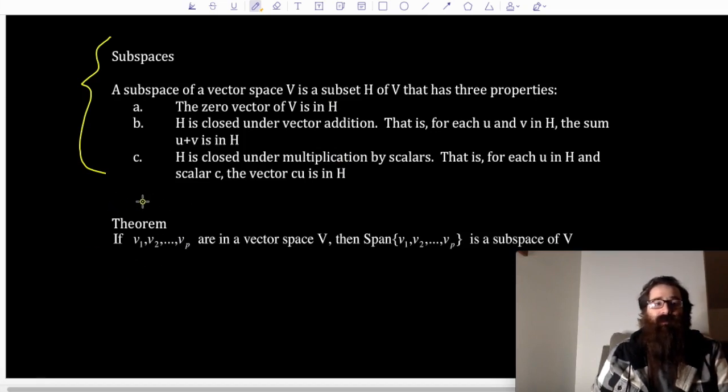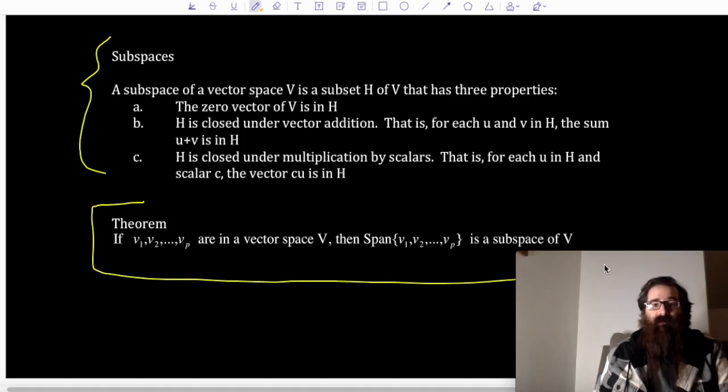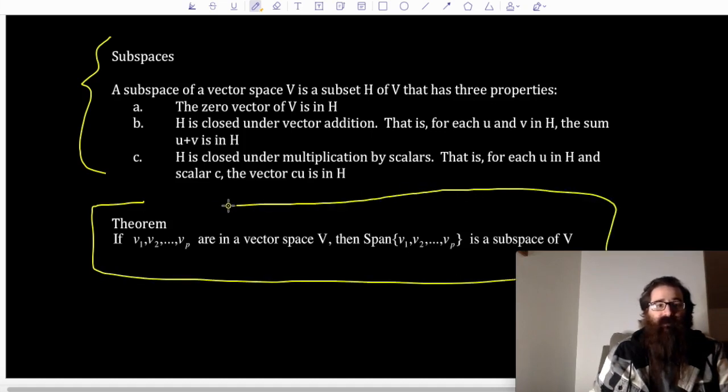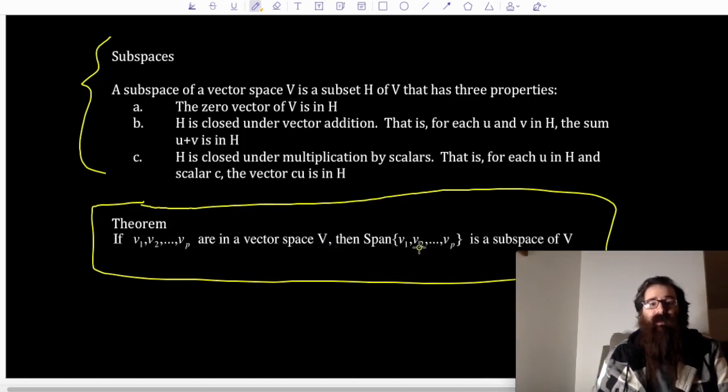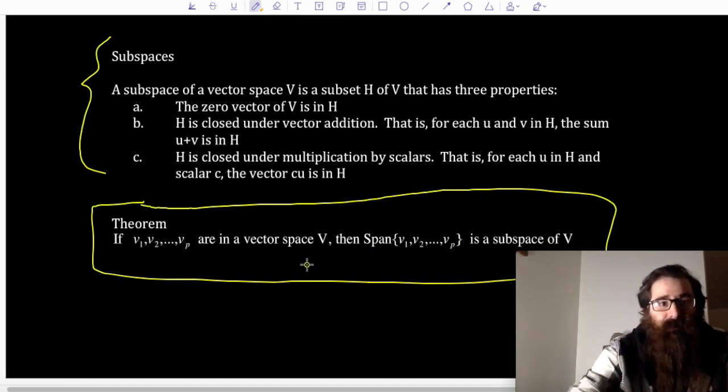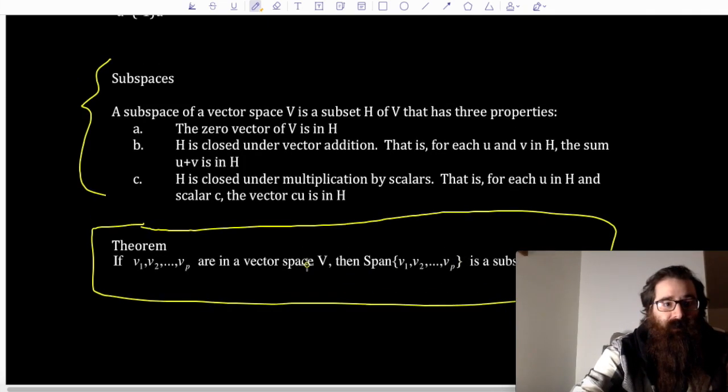This is a very important theorem for the course. We would say if we have vectors v sub 1, v sub 2, and so on to v sub p, that live in a vector space capital V, then the span of those vectors is a subspace of vector space V. And that's going to be very important for what we're going to be talking about here today.